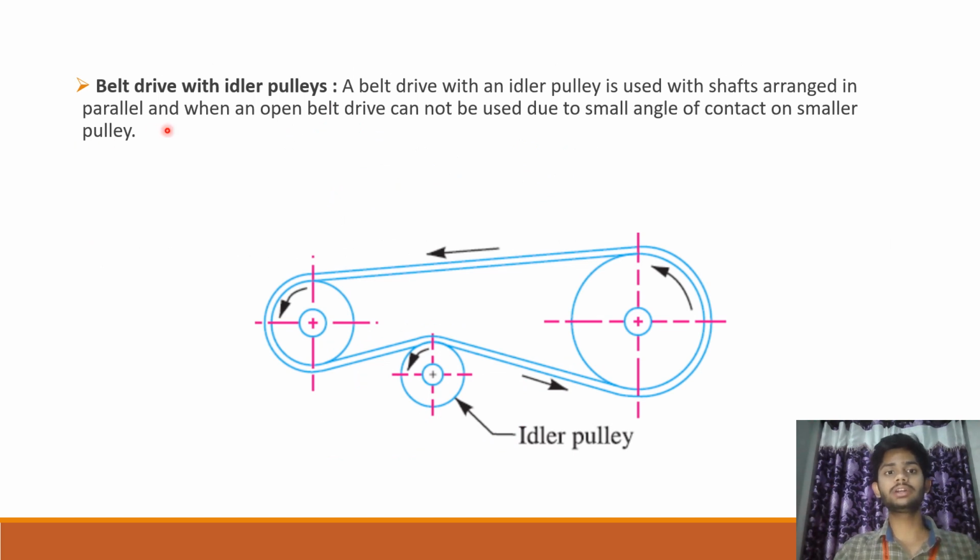Next, belt drive with idler pulley. A belt drive with an idler pulley is used with shafts arranged in parallel, and when an open belt drive cannot be used due to small angle of contact on the smaller pulley. So here on the slack side we use the idler pulley. In this belt drive, the driver and the driven are rotated in the same direction.